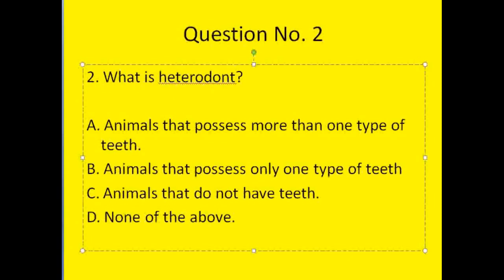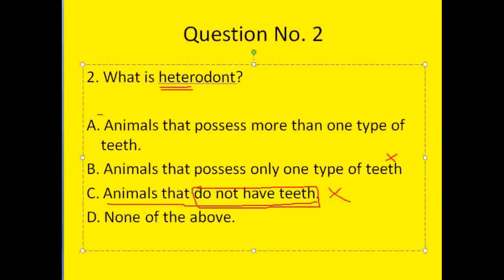When we take option C, animals that do not have teeth, there are many examples. More than 9 organisms are there: spider, octopus, worms, birds, turtles, giant anteaters, and all these animals do not have teeth. So this option is not applicable. And animals that possess only one type of teeth, but the question is hetero. The meaning of hetero is different or more than one. So this option B also will not be correct.